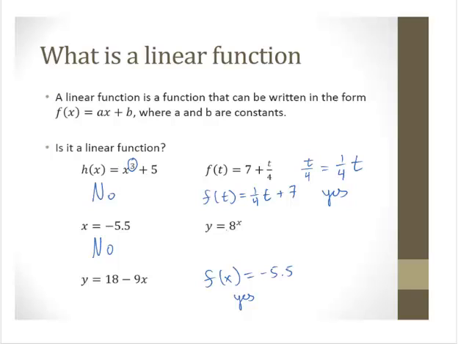Y equals 8 to the x power. Well, we're only allowed to multiply the input by a number. We're not allowed to take a number and raise it to the x power. This is not linear. In fact, this is what we'll call exponential. And we'll deal with that in a later chapter. And our last example, y equals 18 minus 9x. Well, that's the same as y equals negative 9x plus 18. That is linear.